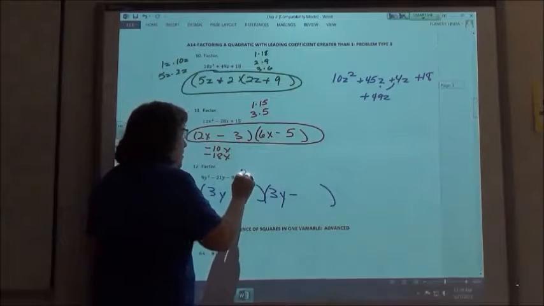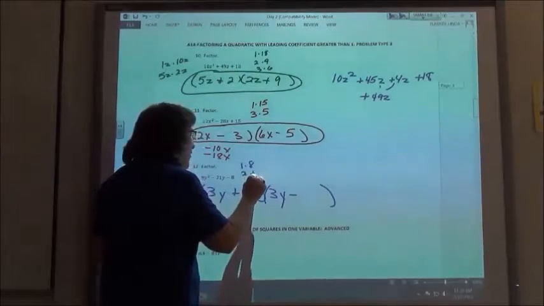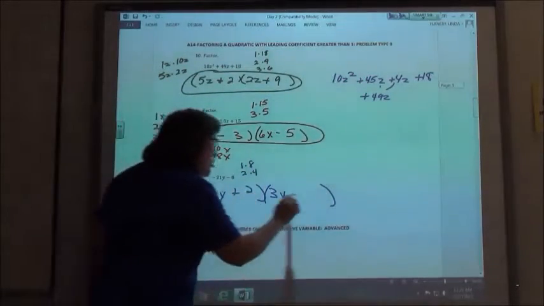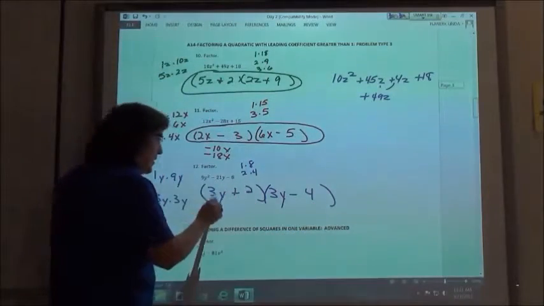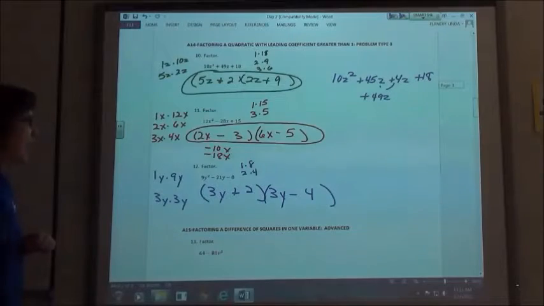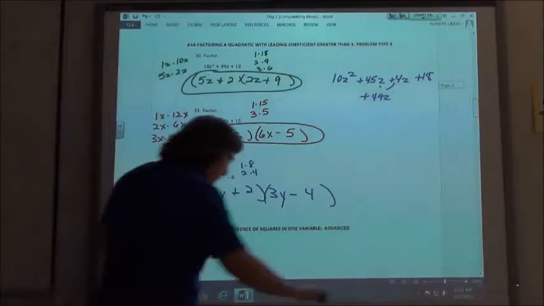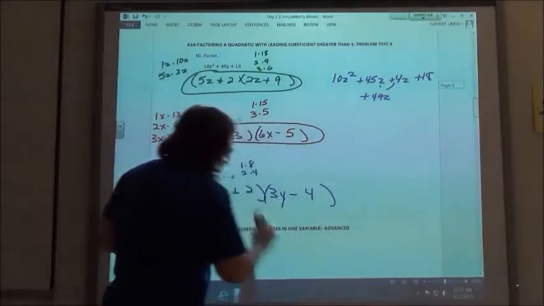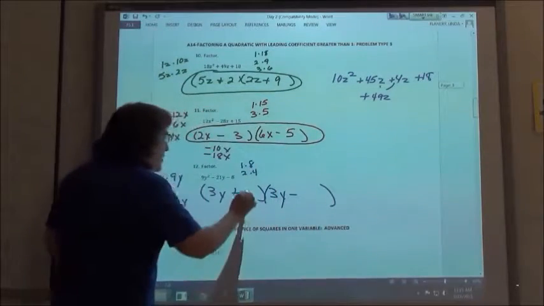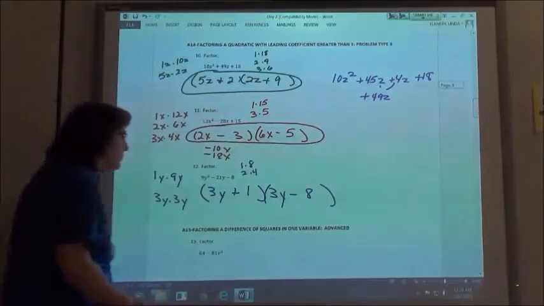8. 1 times 8 or 2 times 4. So I'm going to just plug them in and guess and check. If I put my 2 and my 4, that is going to give me negative 12 plus 6. Not going to be big enough because I have to add up to negative 21. It's not going to make a difference if I switch them around and try 4 and 2 since I've got 3 and 3. So I'm going to do the 1 and the 8.